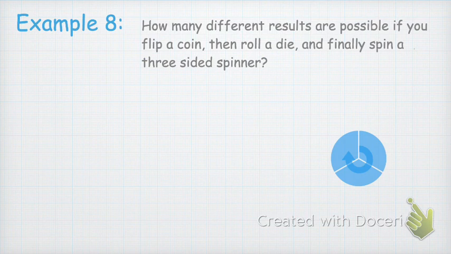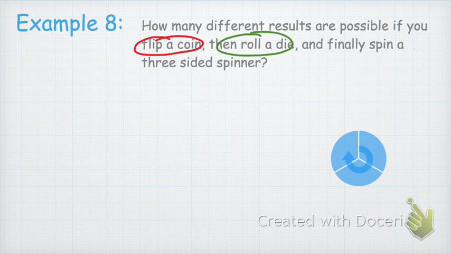So this says, how many different possibilities are there if you flip a coin and then you roll a die and finally you spin a spinner? And there's like 3 possibilities in this spinner. So if you just want your answer really quick, you can find it almost immediately by doing some multiplications. Or if you want to draw a tree, you could draw a tree.